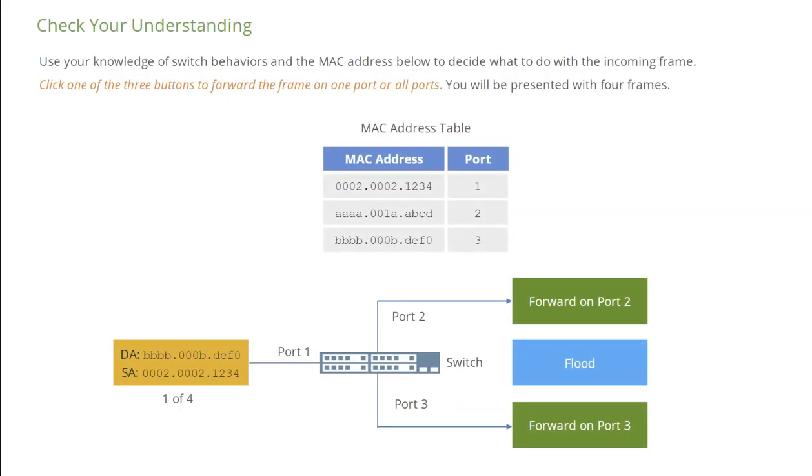Earlier in this section, you performed a simple exercise to understand bridge behavior. As you know, switches operate in essentially the same manner as bridges, but have enough ports so that each port can be dedicated to a single device, instead of being shared. Here's a similar exercise in which you can apply your knowledge of MAC address tables and switching behavior. Use your knowledge of switch behavior and the MAC address table.